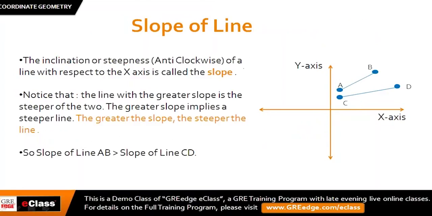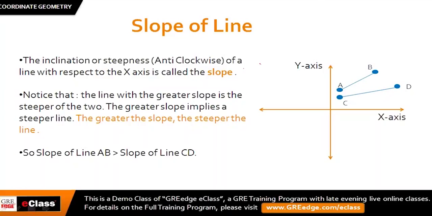Now, what do you mean by the slope of the given straight line? The slope of the given straight line is nothing but how I am going to define the angle, how the line deviates with respect to the base x-axis. That is called the slope of the given straight line.